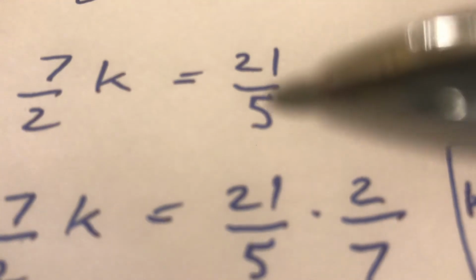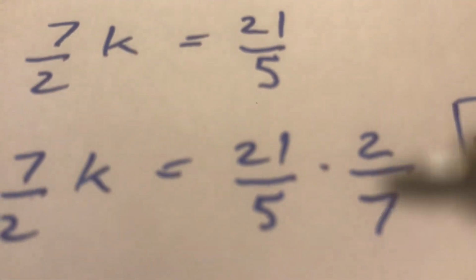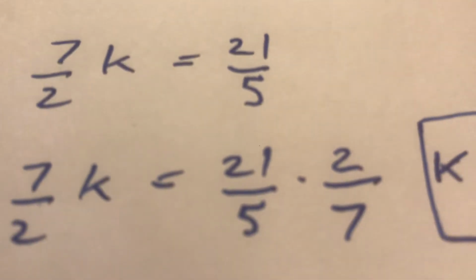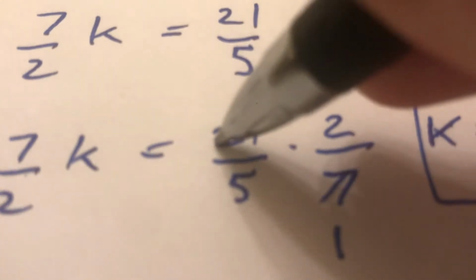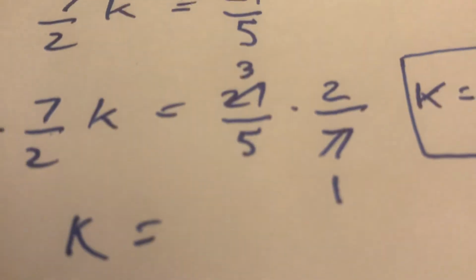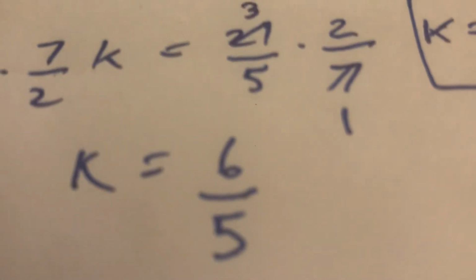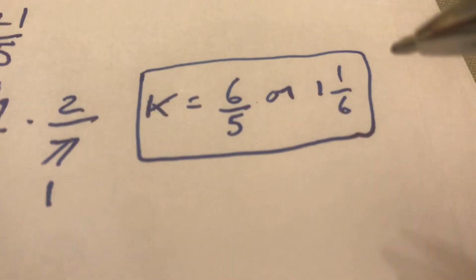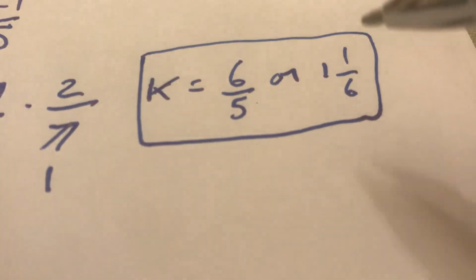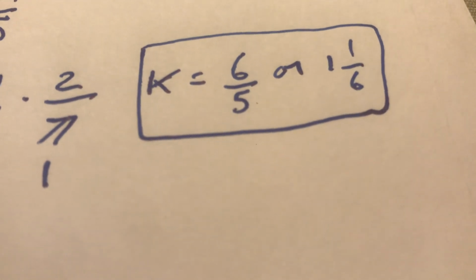So 21/5, and we have to multiply that by 2/7. Now this, to multiply, you can actually cancel. 7 goes in once, 7 goes in 3 times. You get the k all by itself, and then you multiply top times top and bottom times bottom. So the answer is k equals 6/5, or you can go 5 goes into 6, 1, remainder 1, 1 1/5.